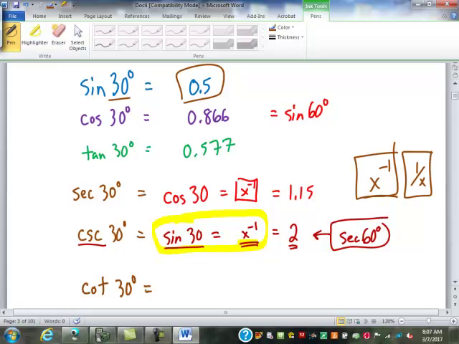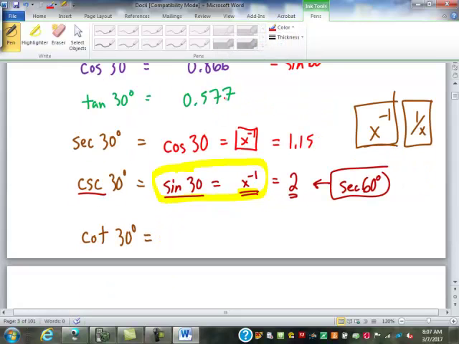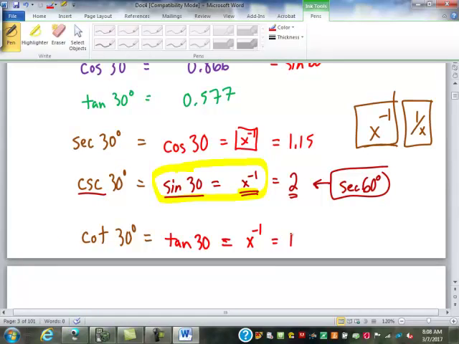So cotangent is the reciprocal of the tangent. To find the cotangent of 30, we find the tangent of 30, hit equals, then use that reciprocal key. So tangent, the reciprocal of tangent. Yep. So you type in tangent 30, hit equals, use your reciprocal key, 1.732.